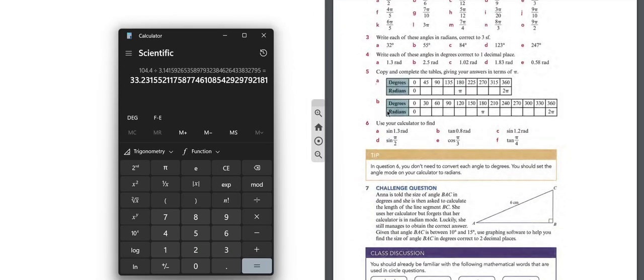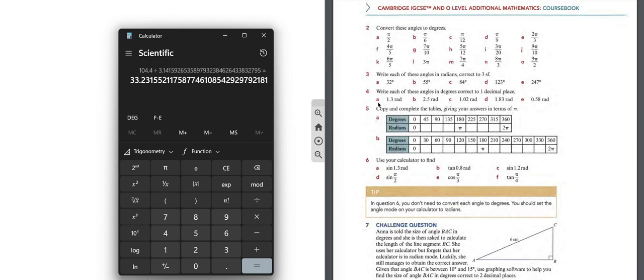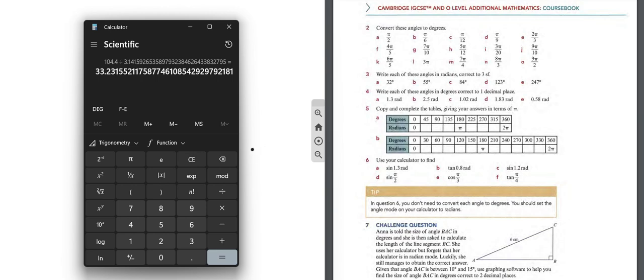Alright, let us go. This fifth question is also similar. We have to complete the table. Copy and complete the tables, giving your answers in terms of pi. So degrees is given, I have to convert it to radians. The same concept is given. I do not think I have to attempt this question. If you think this question needs to be explained, you can always comment and I will create a separate short to explain this concept.